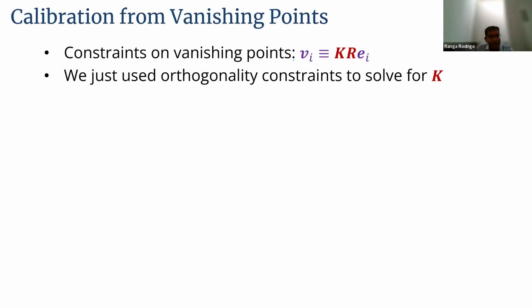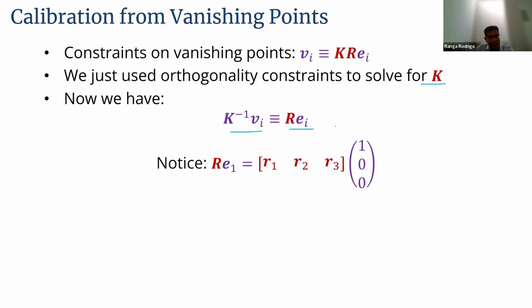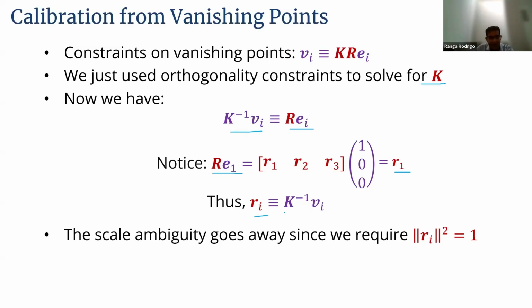So now we have constraints on the vanishing points. Because of that, we can solve for K. And then we have to solve for R. So now we have K inverse Vi equals R Ei. Now we have found K. Then we consider R as the columns R1, R2, R3. So R E1 is R1. Thus Ri is K inverse Vi. So like that, we can find the R's also. The scale ambiguity goes away since we require Ri squared to be equal to 1, because R is an orthonormal matrix.